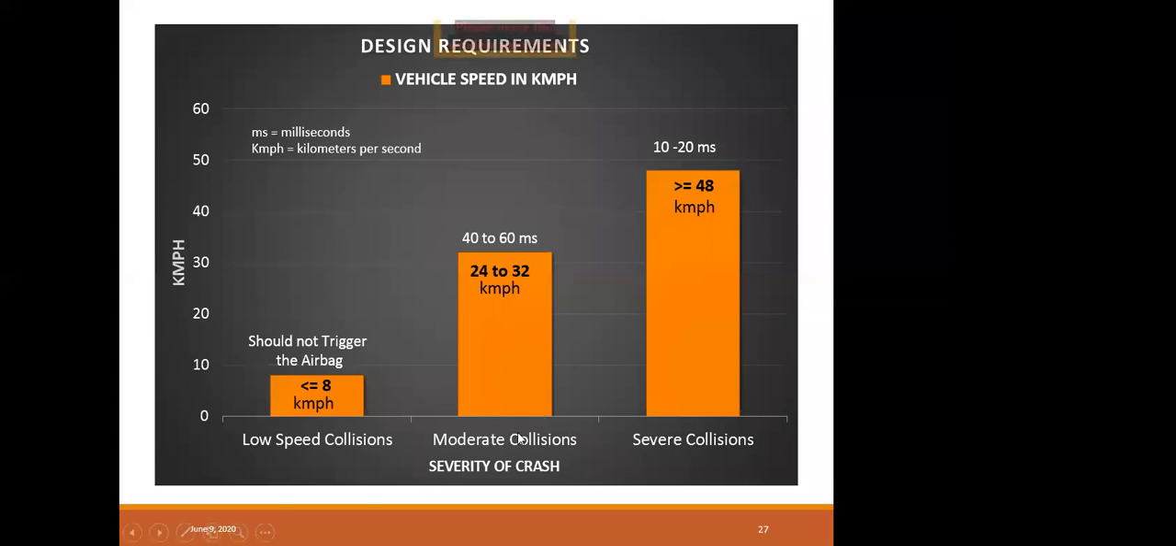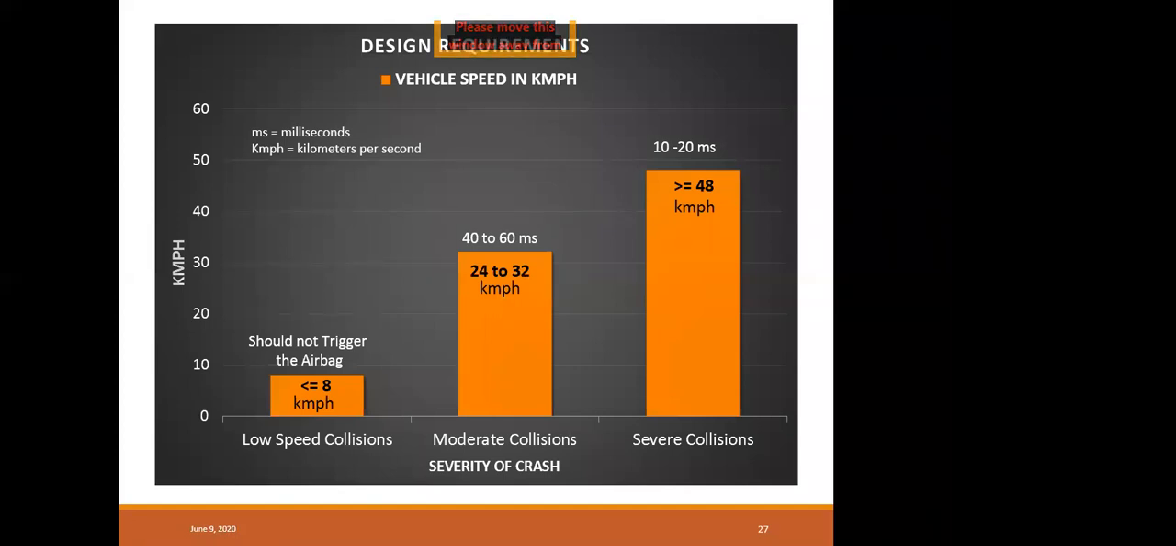Then moderate collision. This is characterized by the impact force generated during a collision when the vehicle speed is 24 to 32 km per hour. This time, the ACU has to inflate the airbag, but it can take some time. What is the time? 40 to 60 milliseconds. It is comparably slower than your severe collision.